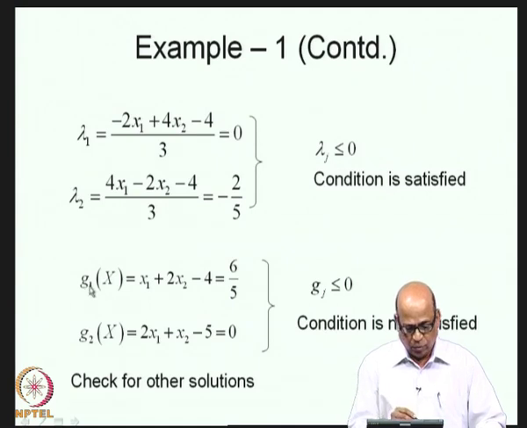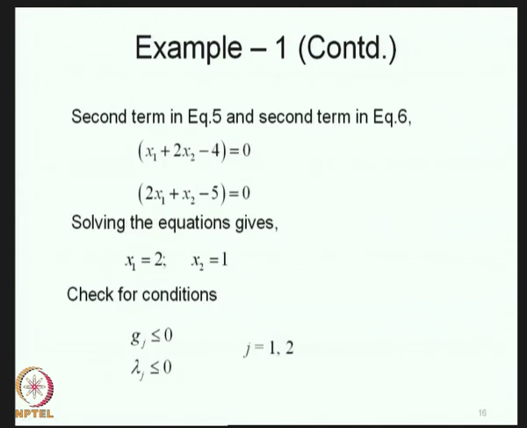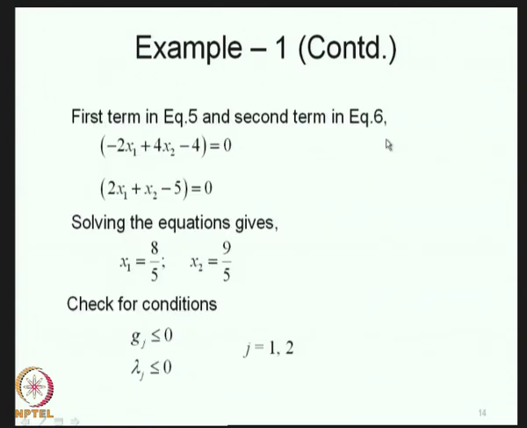However, when we come to g 1 of x, you get g 1 of x is equal to 6 by 5, which does not satisfy the condition that g j of x must be less than or equal to 0, and therefore, this condition is not satisfied. Then we move on and check for other solutions. What are the other solutions? We take the second term in equation 5 and the second term in equation 6.